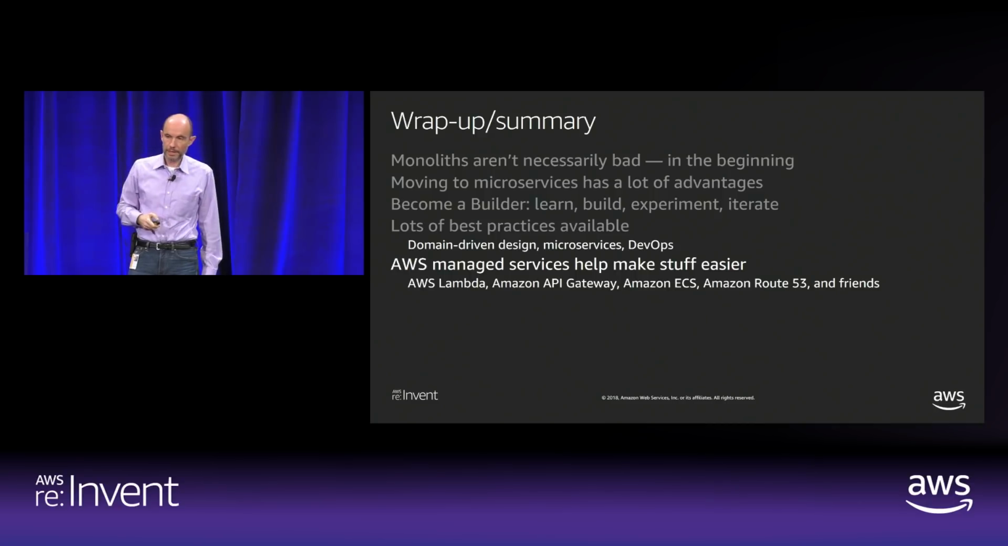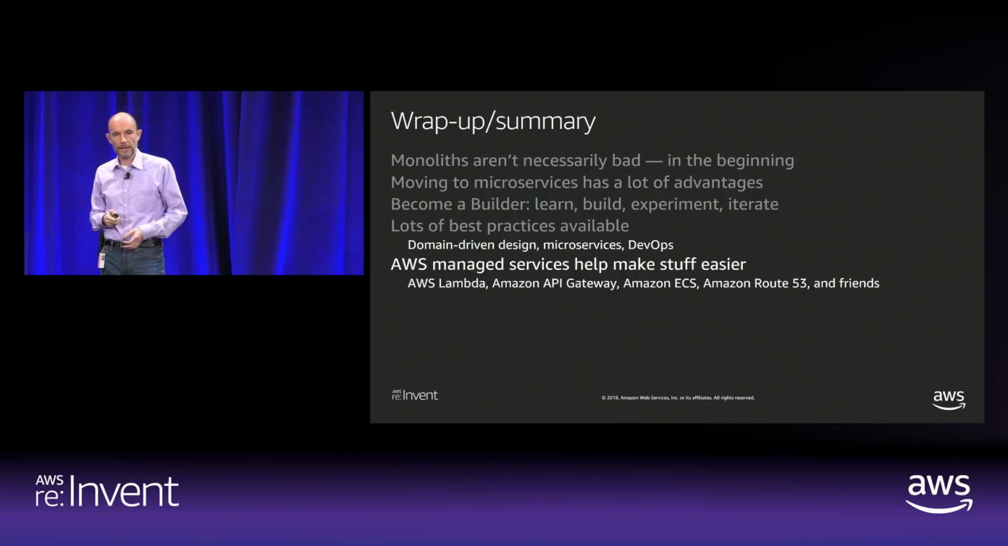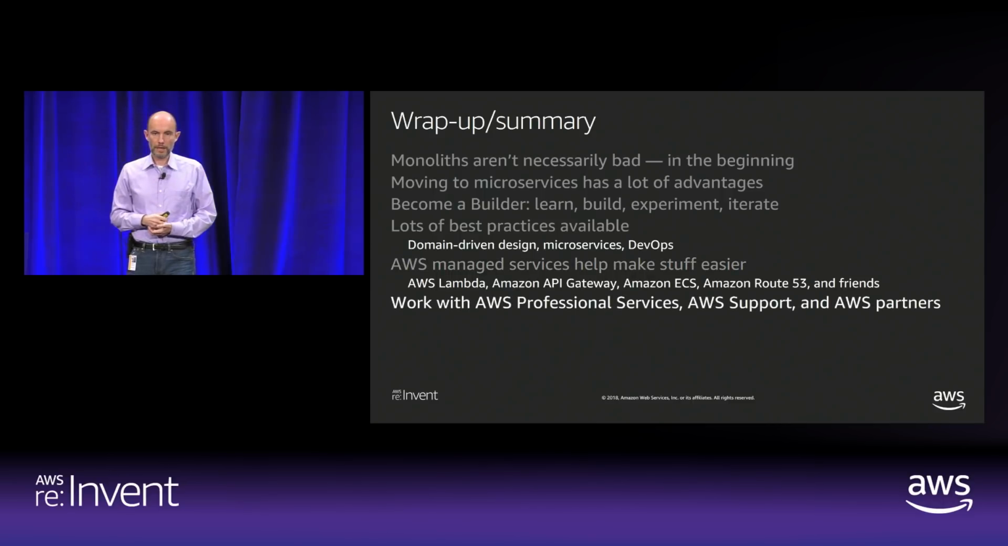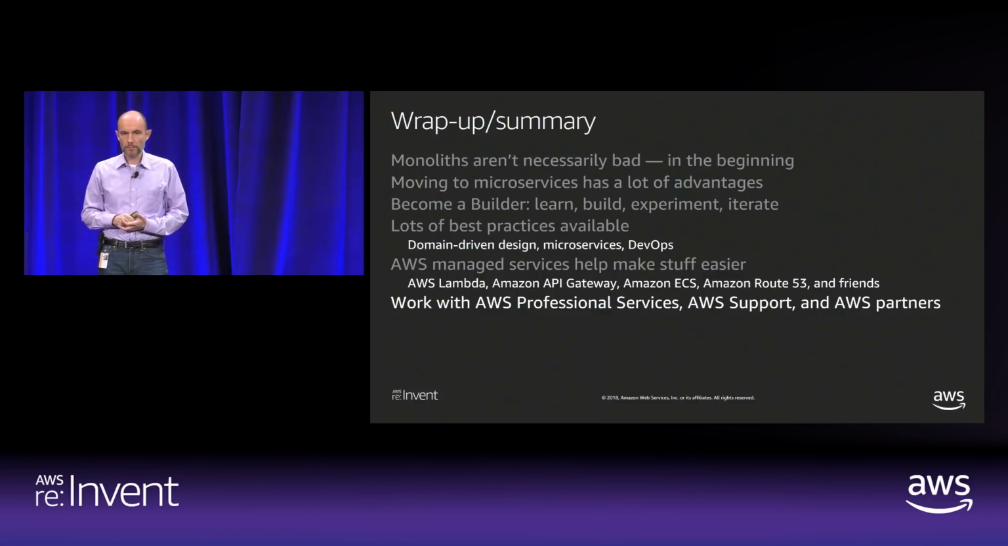So check out things like Lambda, Route 53, API Gateway, ECS, and all these other services. And if you need some help, feel free to work with AWS professional services or partners or AWS support, and they will help you set up everything and help you transition into this new mode of operation.